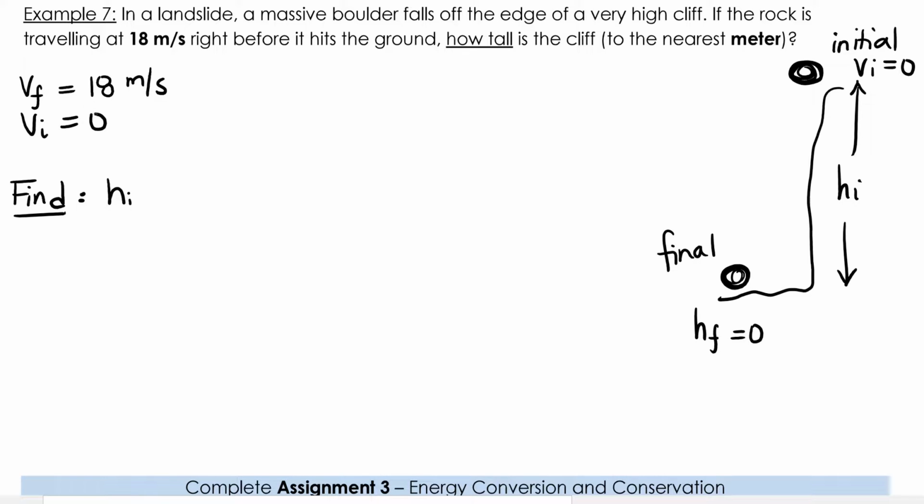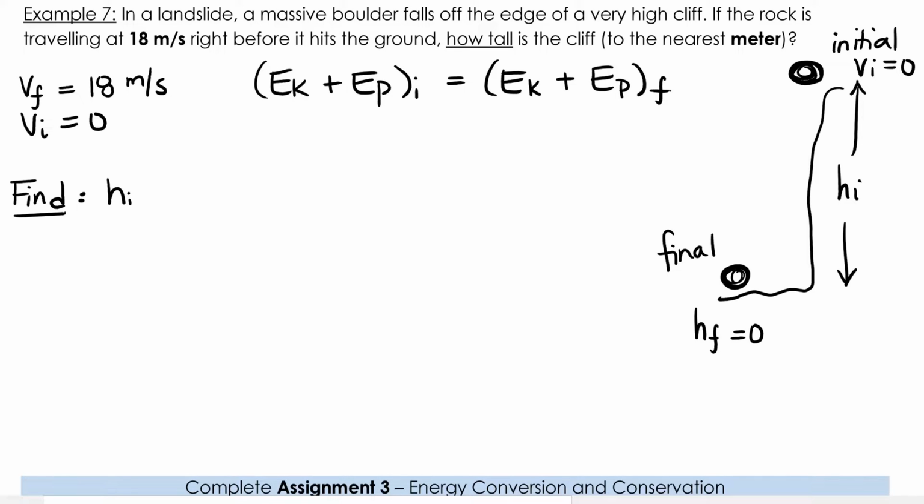Let's start by writing out the law of conservation of energy. Kinetic energy plus potential energy initially must be equal to kinetic energy plus potential energy at the end. Which of these quantities is zero? Just like before, if the boulder was assumed to not be moving before it fell off the edge of the cliff, the kinetic energy is zero. And if the boulder is assumed to hit the ground at the end of the problem with a great speed, the potential energy must be zero when it reaches the ground. So we're left with initial potential energy equals final kinetic energy.